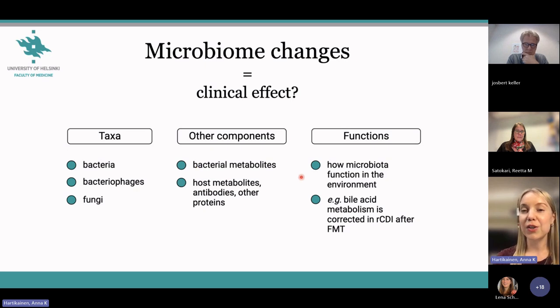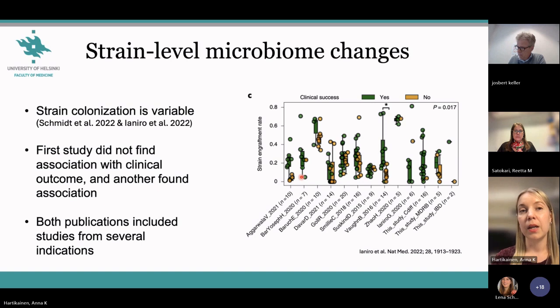That raises the question of how the microbiota functions in the new environment, and whether we should actually look into that. We know that, for example, bile acid metabolism is disrupted in patients that have recurrent C. difficile infection, and it is corrected after FMT, and that has an association with the clinical outcome, because that, for example, offers colonization resistance against C. difficile. And there were a few years ago very nice papers from Smith et al.